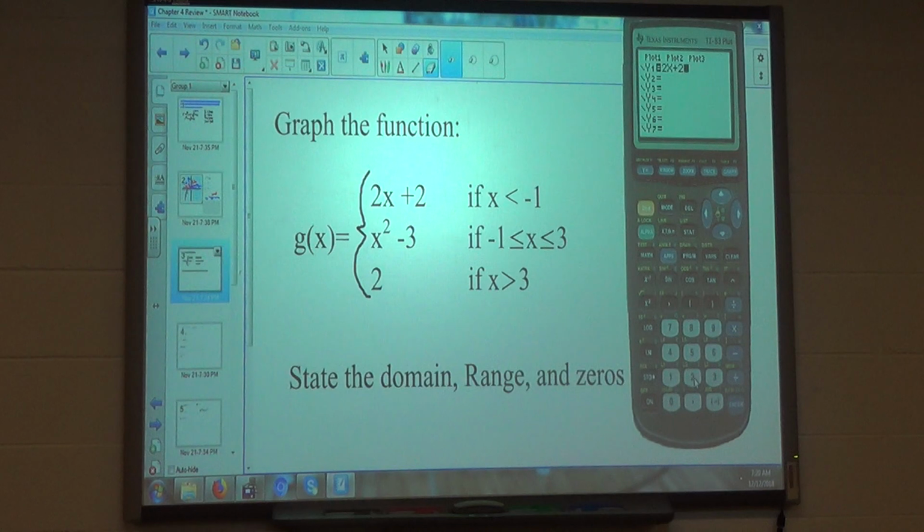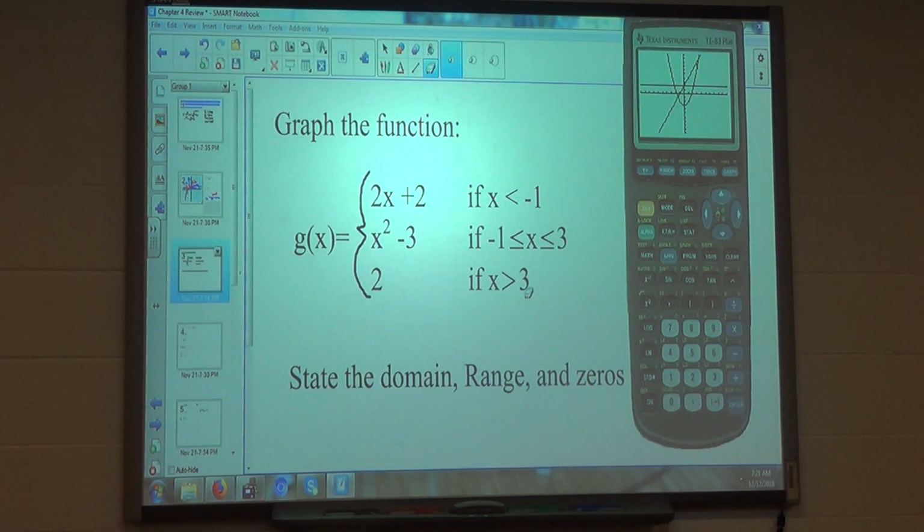And then my second equation is x squared minus 3, and then 2. Okay? And I'm going to graph it. Now, there's 3 equations up here, but if you look here, they gave me a domain on the right side here. If x is less than -1, if -1 is less than or equal to x, which is less than or equal to 3, or if x is greater than 3.